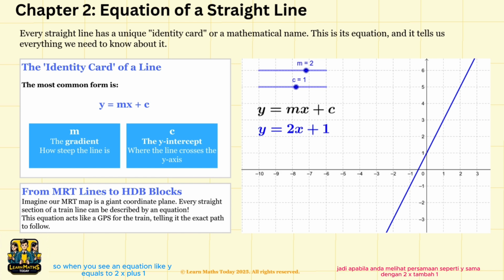So when you see an equation like y = 2x + 1, you can instantly read its identity card. Its gradient is 2, and it crosses the y-axis at the point where y is 1. Think about our MRT map again, like a giant coordinate plane. Every straight section of a train line, like a stretch of the north-south line between two stations, can be precisely described by one of these equations. This equation acts like a GPS for the train itself, telling it the exact path it needs to follow to get to the next station. It's truly how we give lines their precise mathematical identity and use them to model real-world paths.